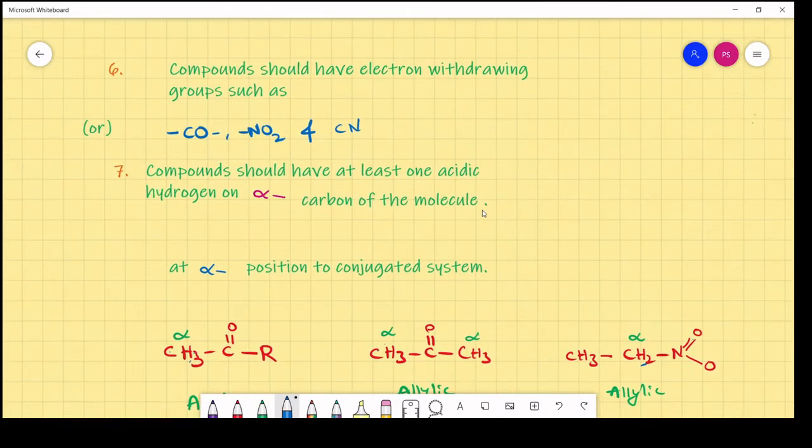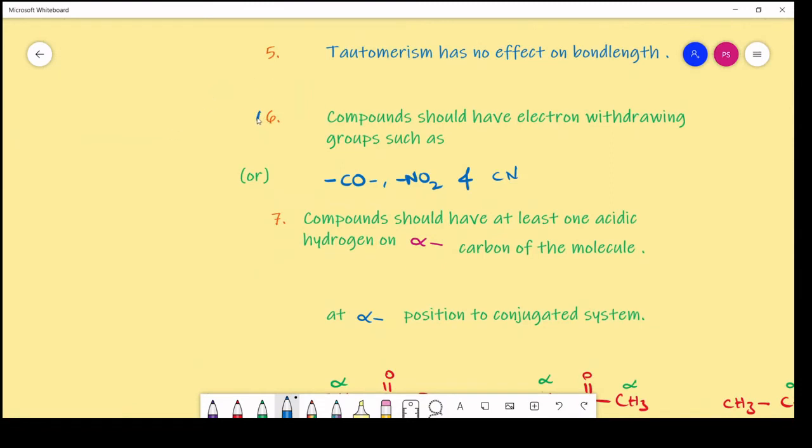For tautomerism, the compound should have electron withdrawing groups and alpha hydrogens. Okay, the compound should have these two characteristics.